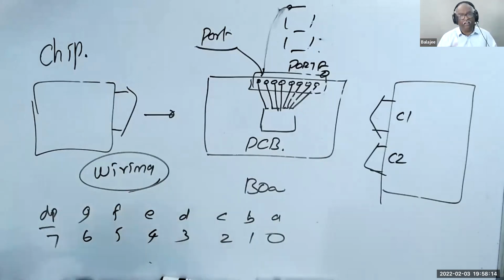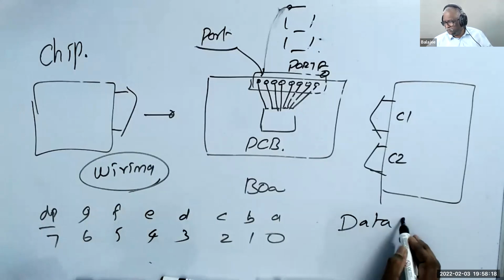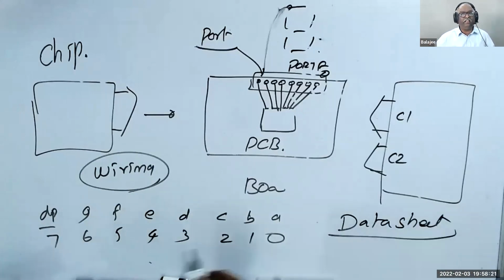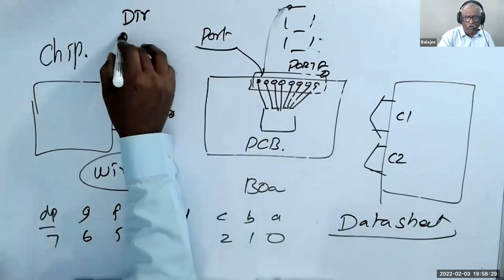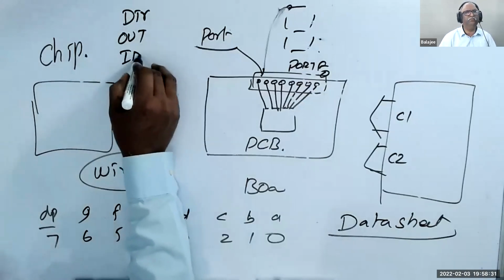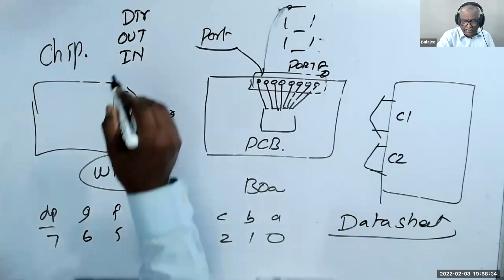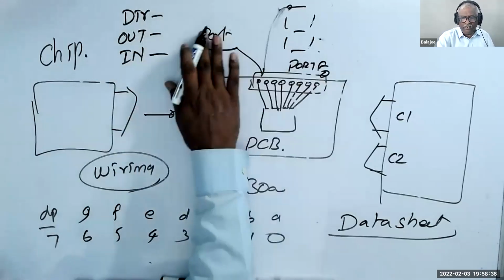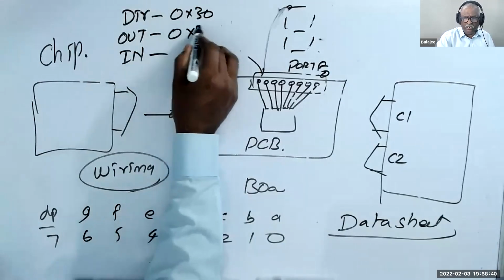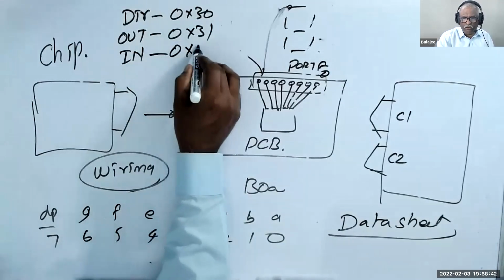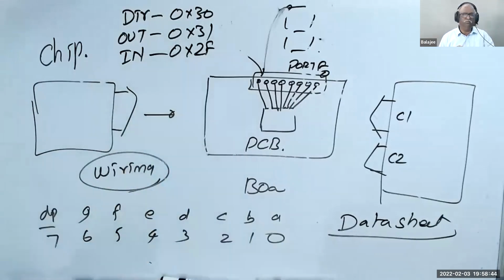Now you have to go to another document called the data sheet. In the data sheet, they will tell you what the address for direction is, what the address for out is, and what the address for in is. In this case, for port F, the direction is 0x30, out is 0x31, and in is 0x2F.